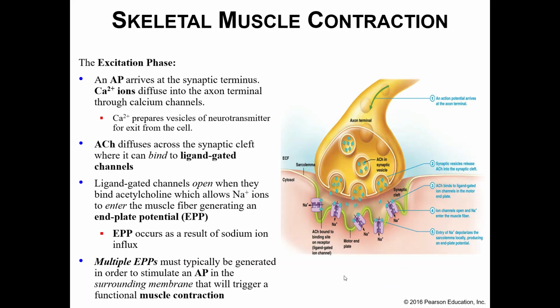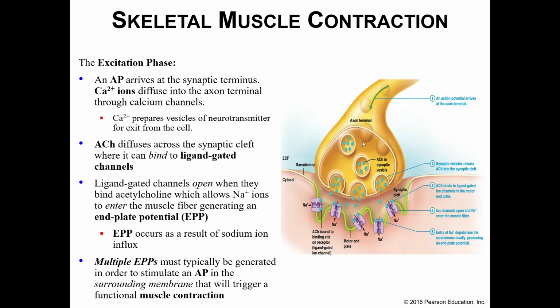So, excitation. This neuromuscular junction hopefully is familiar. We're going to have an action potential coming from your nervous system. It's going to come on down the line until it hits the terminal. When the action potential reaches the axon terminal, there are going to be channels at the terminal. They're going to be calcium channels. This is going to allow calcium ions to diffuse into the axon terminal.